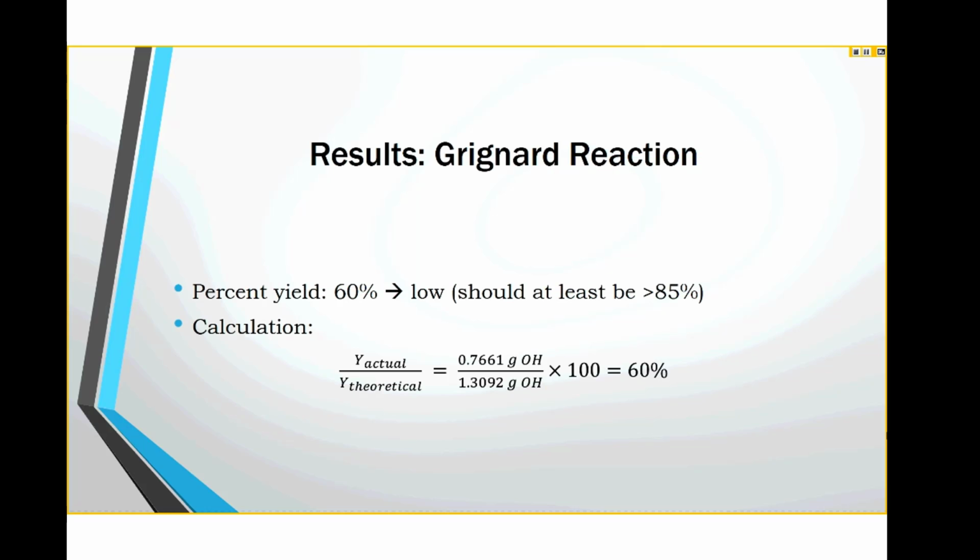For our Grignard reaction, we had about a 60% yield, which was kind of low. For most of these reactions, we are looking for around an 85% yield, preferably higher, except for the last two cyclization reactions, which had a bit lower yield. The way we calculated this was we took our actual yield, what we actually got out of the reaction, which in this case was around 0.8 grams of that alcohol, and divided it by our theoretical yield, which told us we should have gotten around 1.3 grams of the alcohol. We multiplied that by 100 to get the percent.